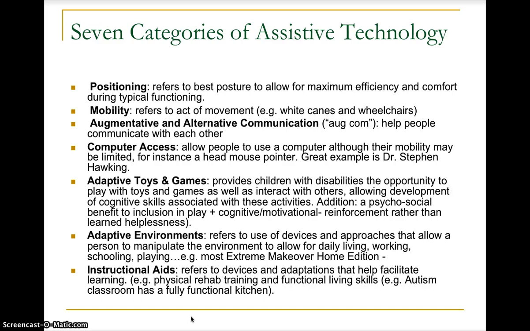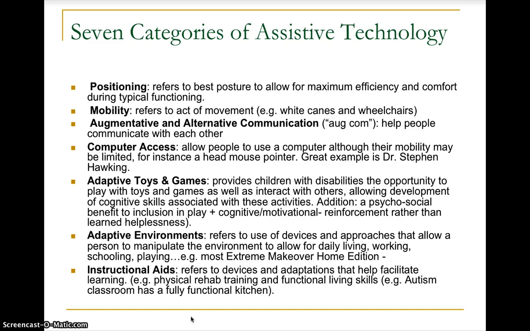We want to be able to put people in a proper position to do the task that they need to do. Second category is mobility. Refers to any active movement. So we can talk about moving any limbs and appendages. So we use things like white canes to be able to be mobile for individuals who are blind, wheelchairs for people who have limitations in mobility, scooters, scooter boards, etc. that are used for adaptive PE.